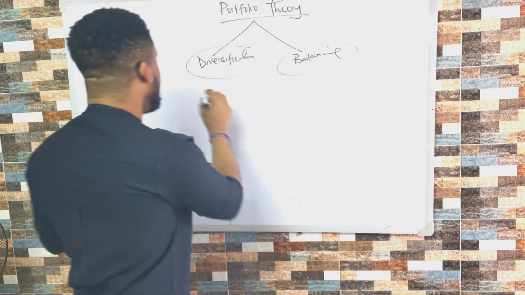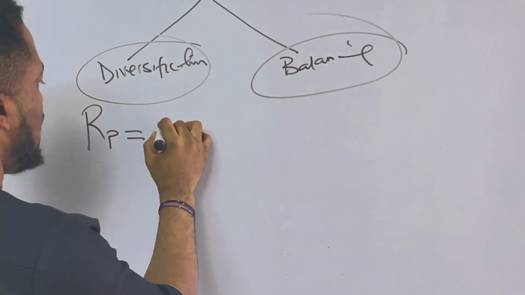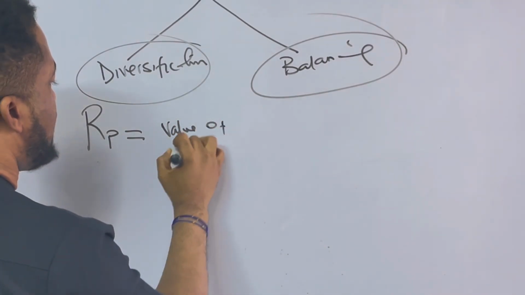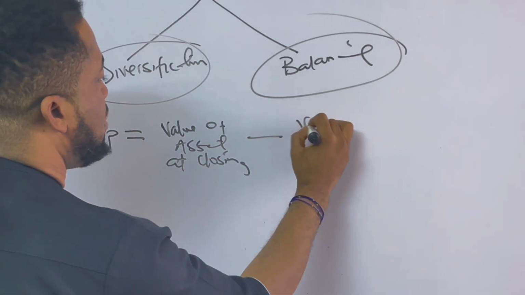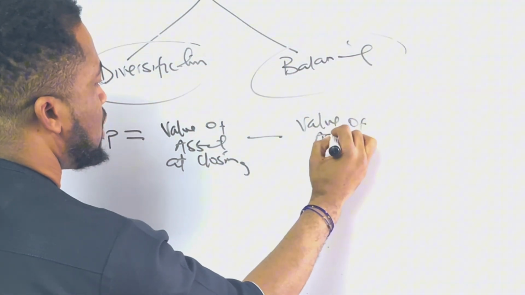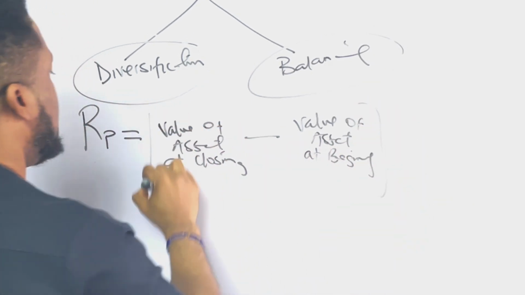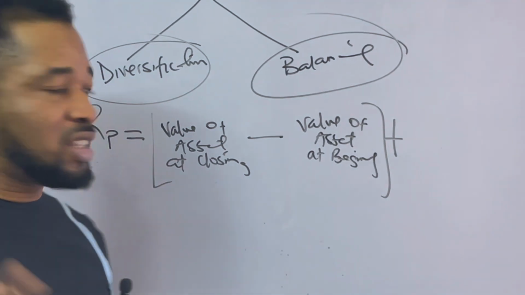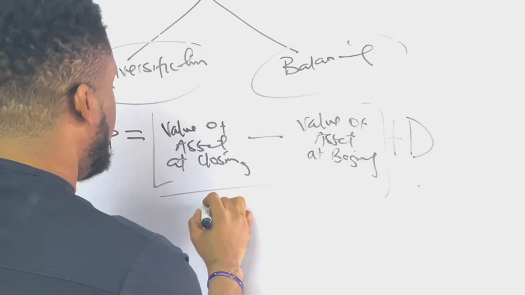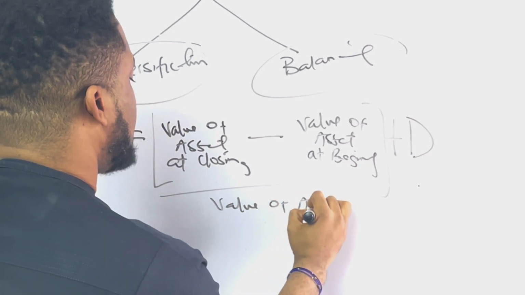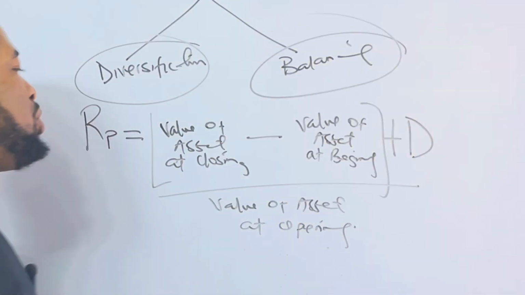So what we are saying here is that our return on portfolio equals the value of asset at closing minus value of asset at beginning, right? Then plus whatever dividend that you have received over the period. Let's just call this dividend, then divided by value of assets at opening. Now, this is what gives me the return on my portfolio.